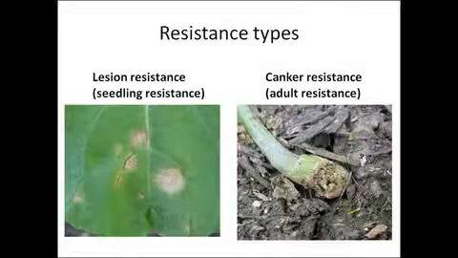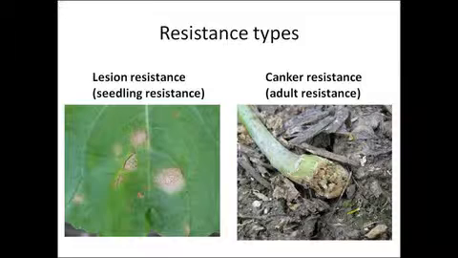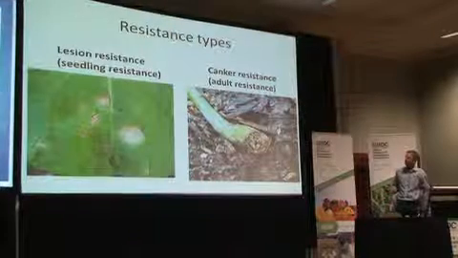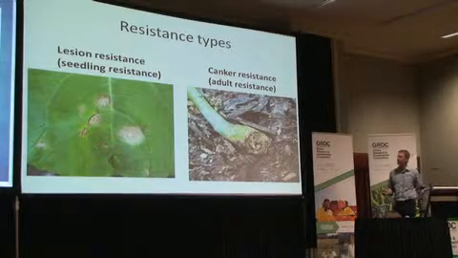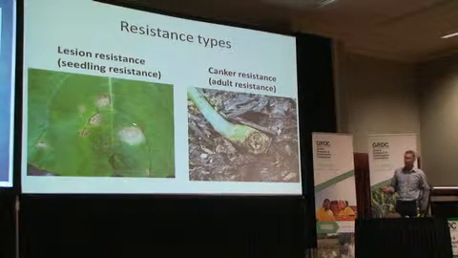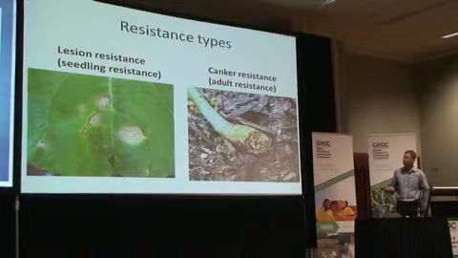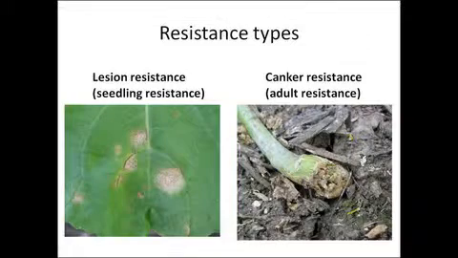Now, as we talk more about resistance in our cultivars, we're learning more and more about it, and you'll hear these terms of seedling resistance or lesion resistance and adult resistance, canker resistance. So I'll just spend a couple of minutes going through so you understand the concepts. So this is our seedling resistance. And the way seedling resistance works is pretty simple. The spore lands on the plant.